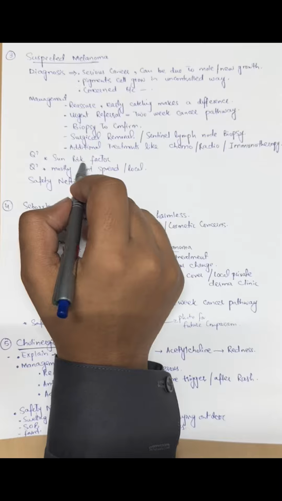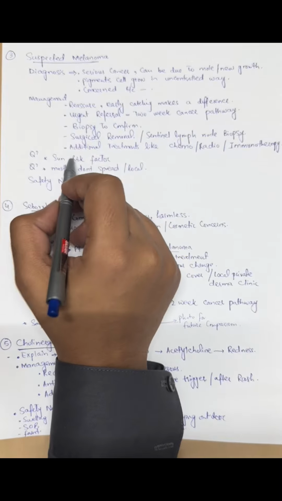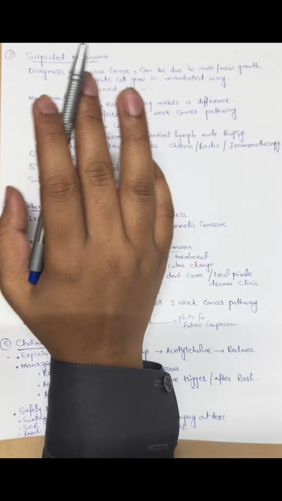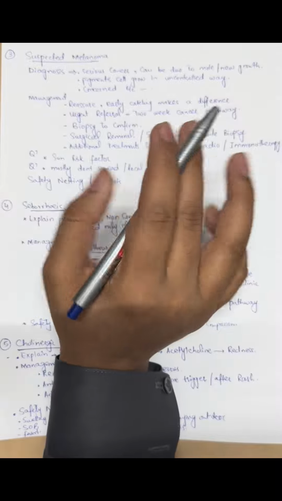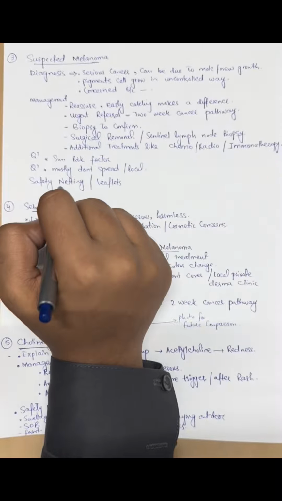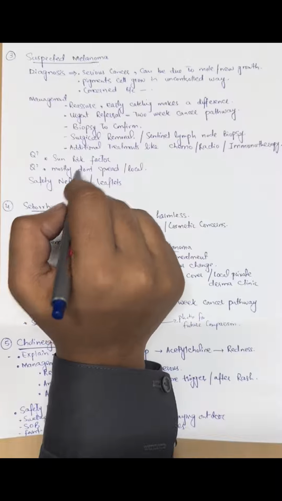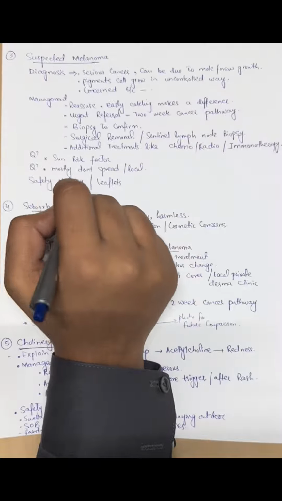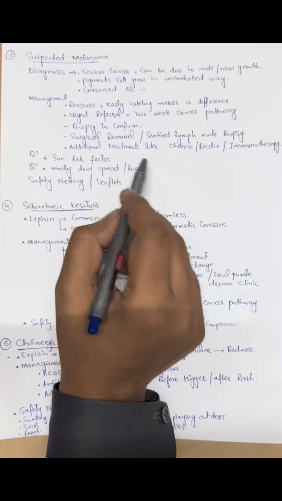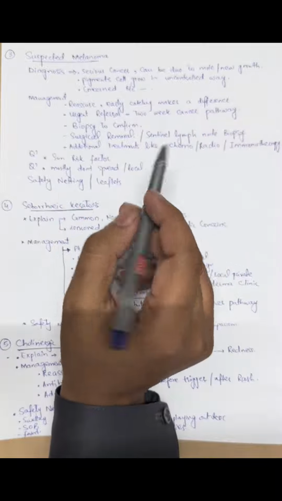The patient may ask about the risk factor, so tell them that the sun is the biggest risk factor, right? And tell them that it does not spread, right? It stays localized. For the safety netting, tell them that if it bleeds so much or gets really painful, you have to seek medical help, right? Leaflets: give them the melanoma leaflet, right?